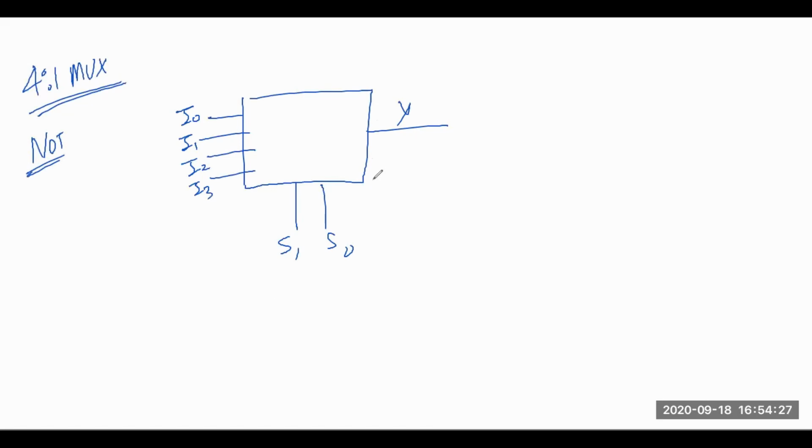Y is my output. If I write the conventional expression for Y, it is S1 bar S0 bar into I0 plus S1 bar into S0 into I1 plus S1 into S0 bar into I2 plus S1 S0 into I3. So this is my conventional expression.